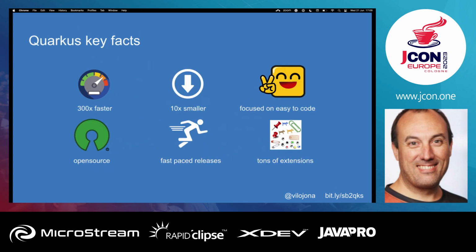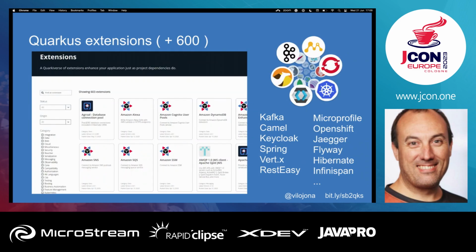So basically, the idea that you should have in mind is Quarkus is producing applications that are way faster, way smaller in terms of memory footprint, focused on being easy to code, so you don't need to learn new tricks. It's open source, it's important for me. It has fast-paced releases, so they are releasing a new version every 2 weeks with new features, bug fixes, but why not new bugs also? But they are producing a lot of code very often.